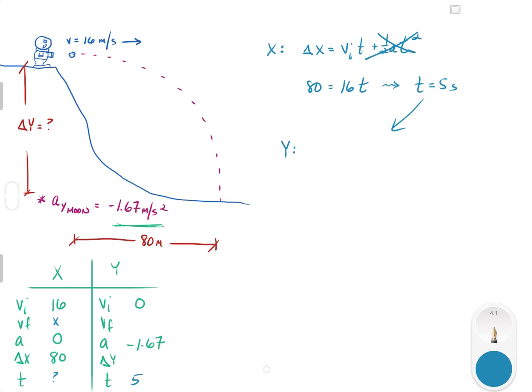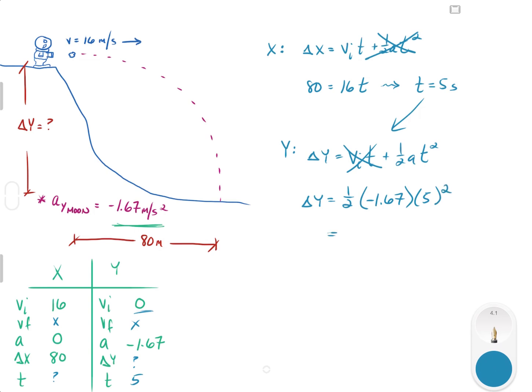So 5 seconds. Again, final velocity, I don't care about it at the moment. This is what I'm looking for. So once again, this equation comes to the rescue. We're going to use this one quite a bit. All right, let's plug in what we know. Well, first of all, 0 initial velocity means that that piece is gone. So delta y equals 1/2 times my lunar acceleration of negative 1.67. And we know that it was in the air for 5 seconds.